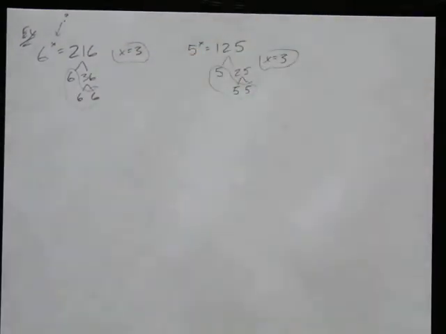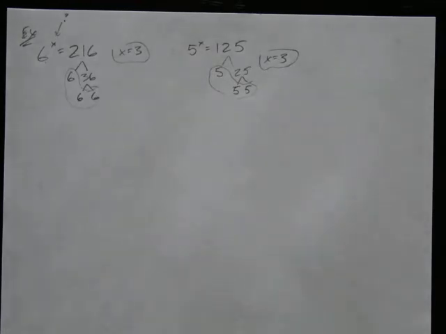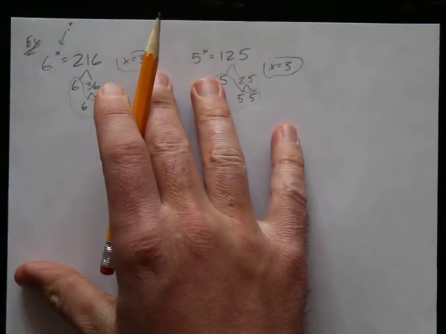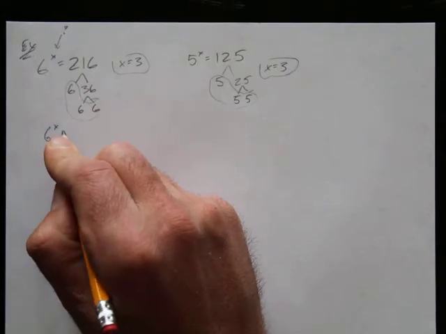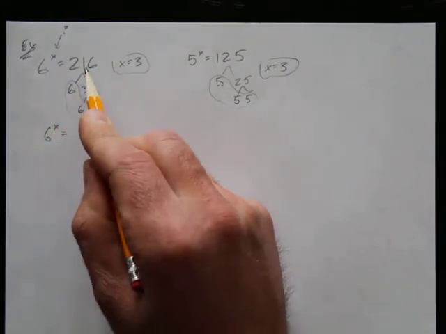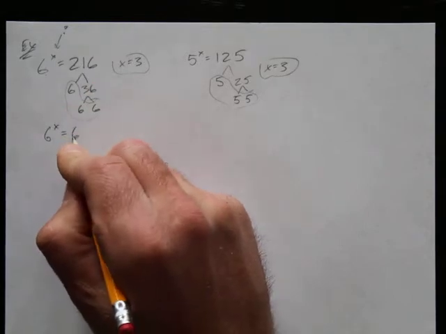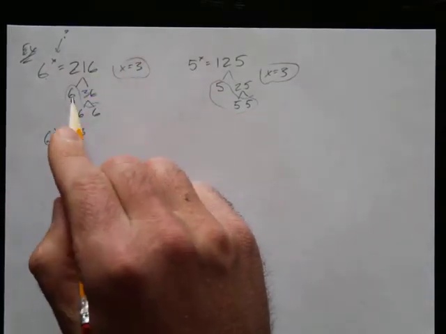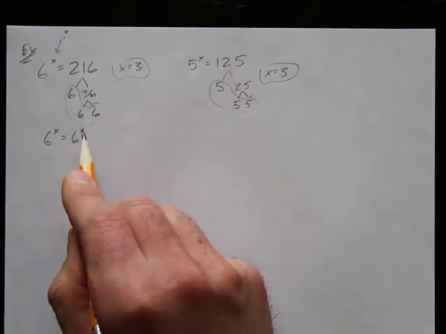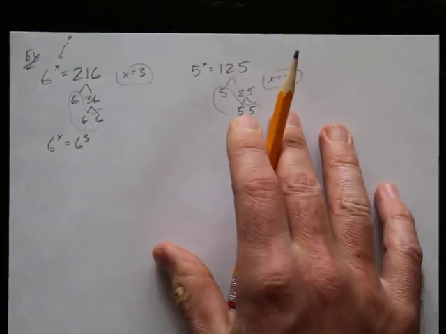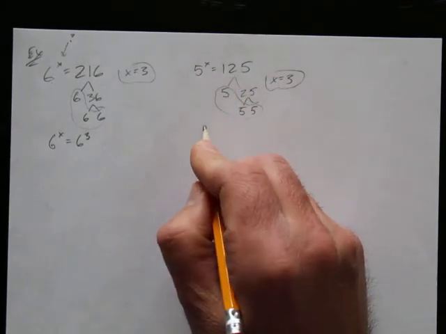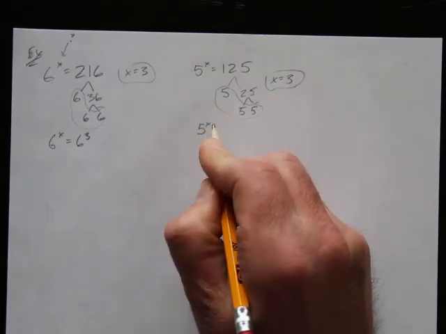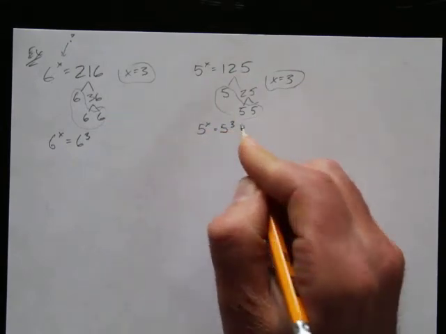All right, let's do another one here. But let's look at both of these first real quick. 6 to the x power. So 216 is 6 to the third power. That's the work that we just did here, 1, 2, 3 6's. So that's 6 to the third power. Let's look at this one. 5 to the x equals 125. 125 is 5 three times, so that's 5 to the x equals 5 to the third power.